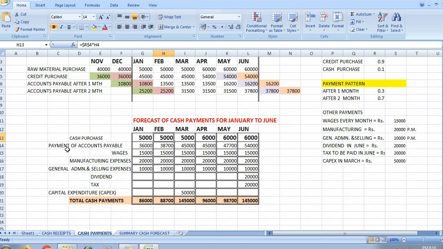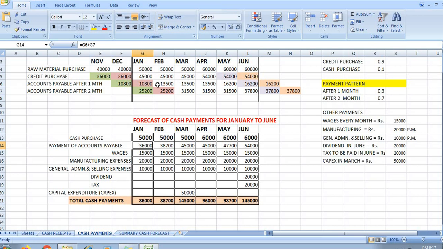Then you have this payment of accounts receivable. Payments of accounts payable. This is what you have to pay. Again, go to January. This is one amount which you pay, 10,800 and 25,200. So if you add these two up, that becomes 36,000. So 36,000 is the accounts payable which we pay in January.